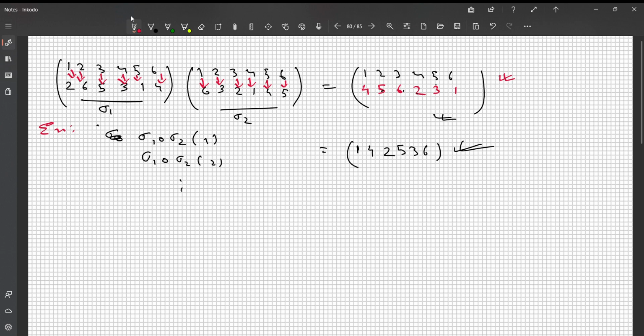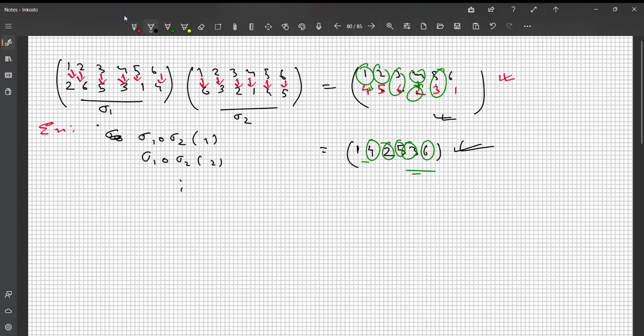Just start with one element and keep writing the element to which it goes on the right side until you reach an element which comes back to the starting element. So we start with 1. We find that 1 goes to 4, so we write 4 here. Then we find that 4 goes to 2, so we write 2 next to 4. Now we need to check where 2 goes. 2 goes to 5 here, so we write 5 next to 2. 5 goes to 3, so we write 3 next to 5. And 3 goes to 6, so we write 6 next to 3. Now 6 comes back to 1. So this is the end of the cycle.